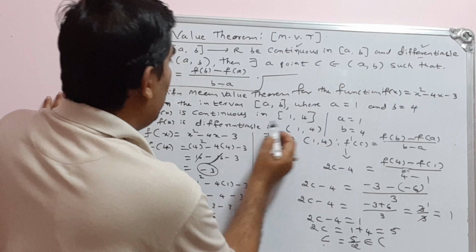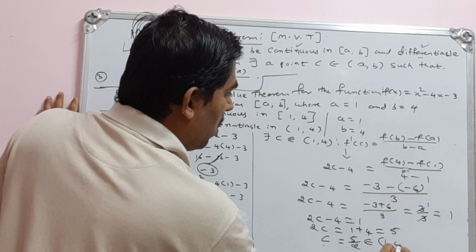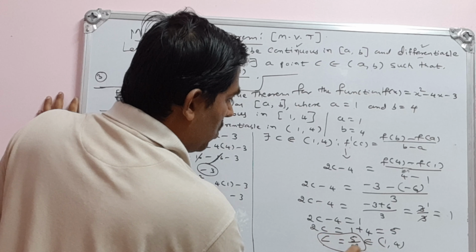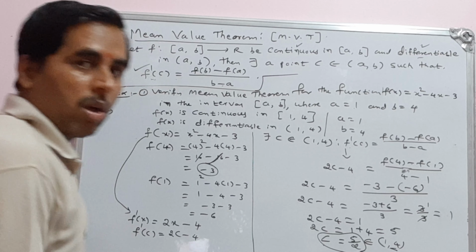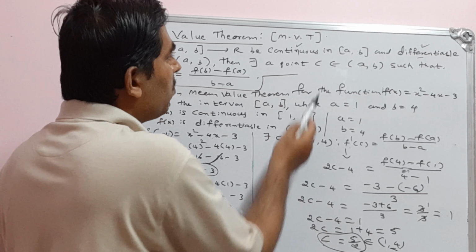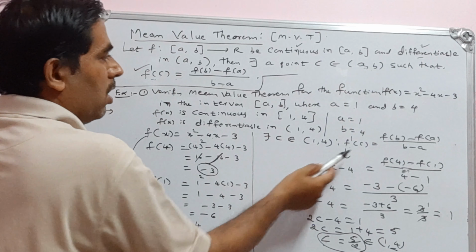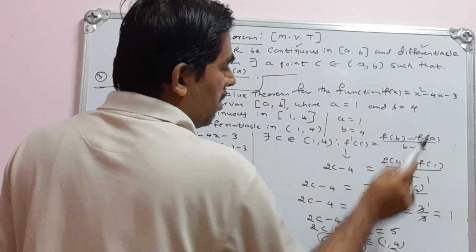What is the interval given here? Interval is 1 comma 4. See this point 5 by 2. 5 by 2 means 2.5. That is within our interval 1 comma 4. So there is a point C belonging to the open interval such that this f dash is equal to f of b minus f of a divided by b minus a.